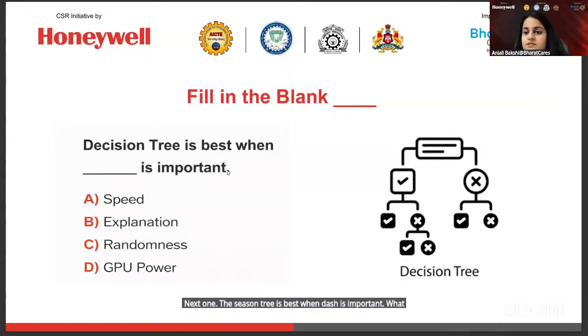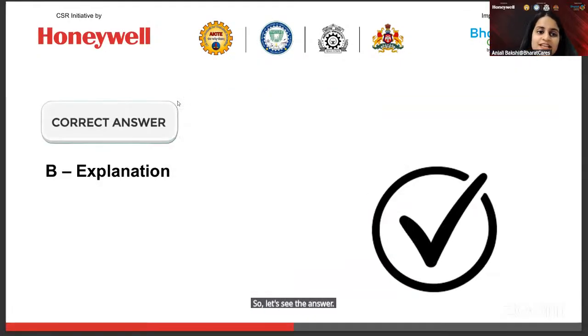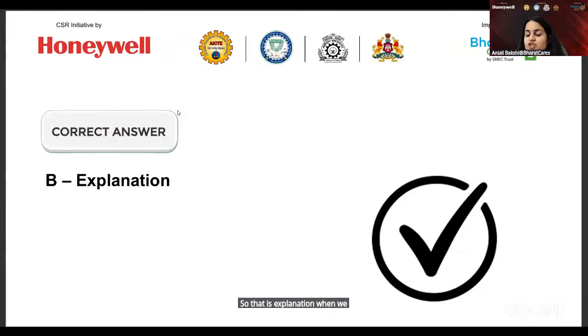What is important? Speed, explanation, randomness, or GPU power? What is important? Gayatri says B, explanation. Shrusti says explanation. Okay, a lot of answers as B. So let's see the answer. So that is explanation. When we want easy explanation, we go for decision tree.